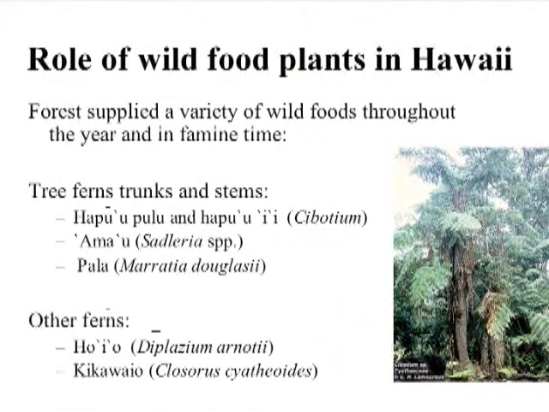Ferns were also gathered for other purposes, not just the trunks. Ho'io fern and other ferns, the fronds were gathered, and the young shoots as well. They could be steamed or eaten raw, etc.